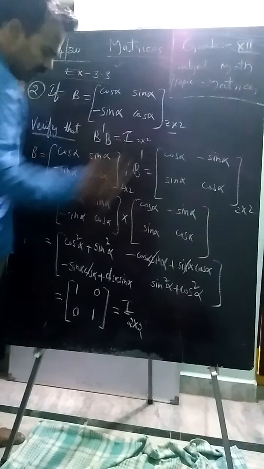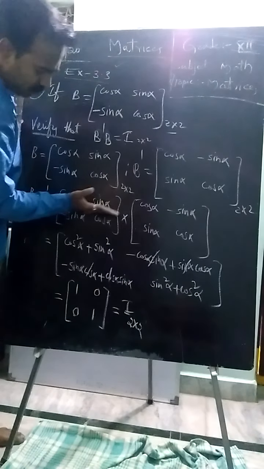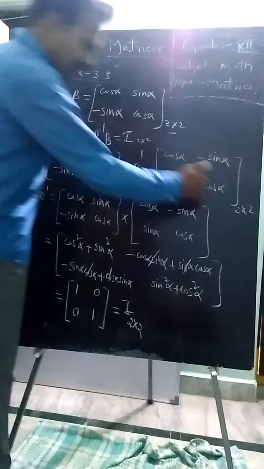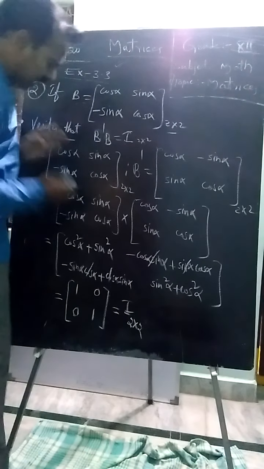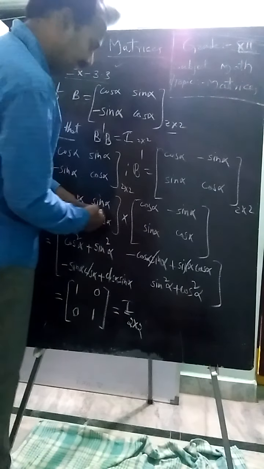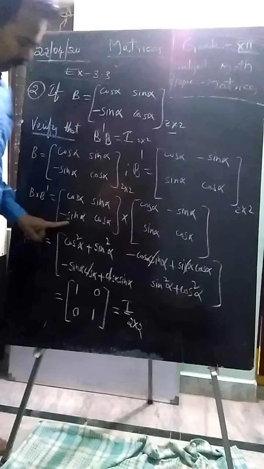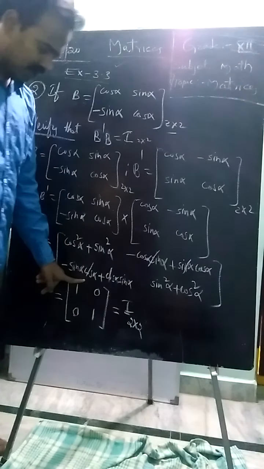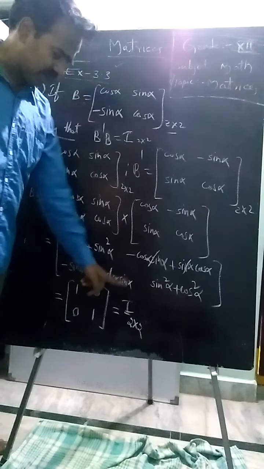So cos alpha into cos alpha, cos square alpha, plus sin alpha into sin alpha, sin square alpha, row into column, with addition. Again, first row into second column: plus into minus, minus cos alpha sin alpha, plus into plus, plus sin alpha cos alpha. Again, second row into first column: minus into plus, minus sin alpha cos alpha, plus into plus, plus cos alpha sin alpha.